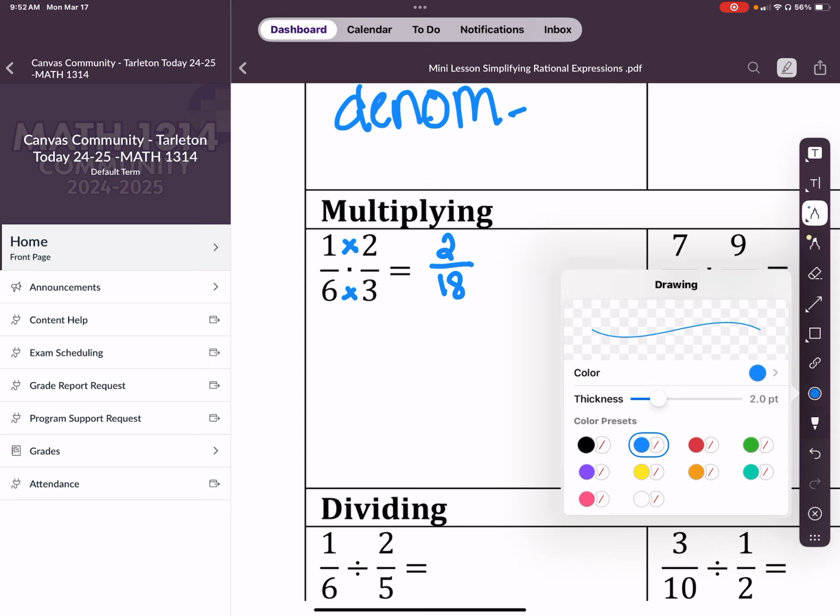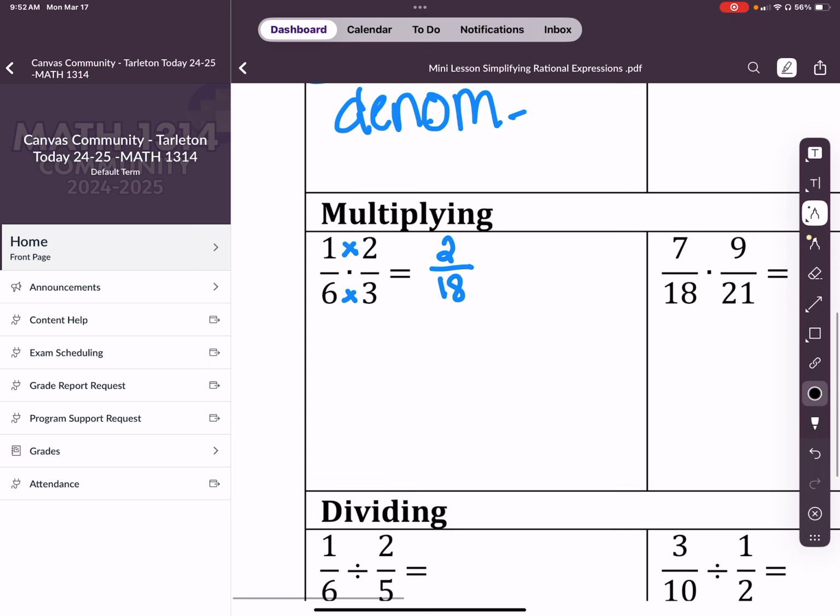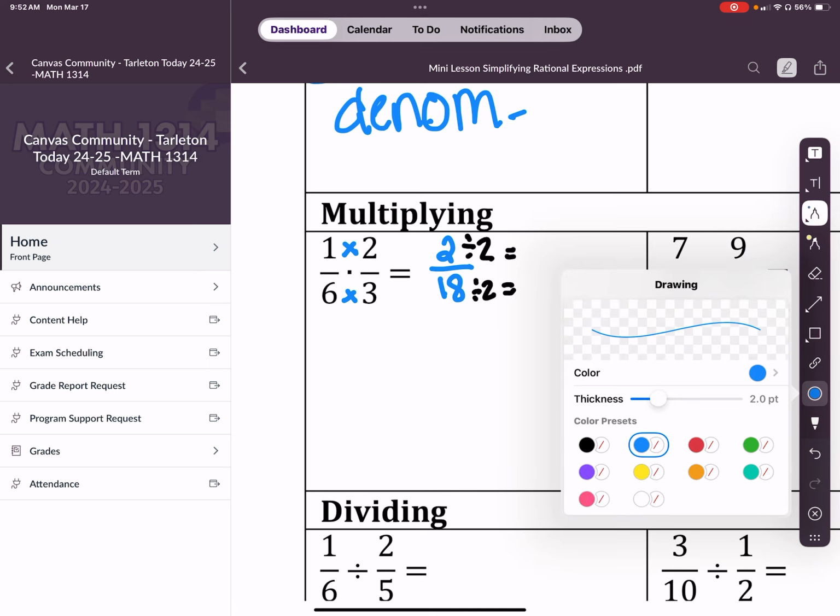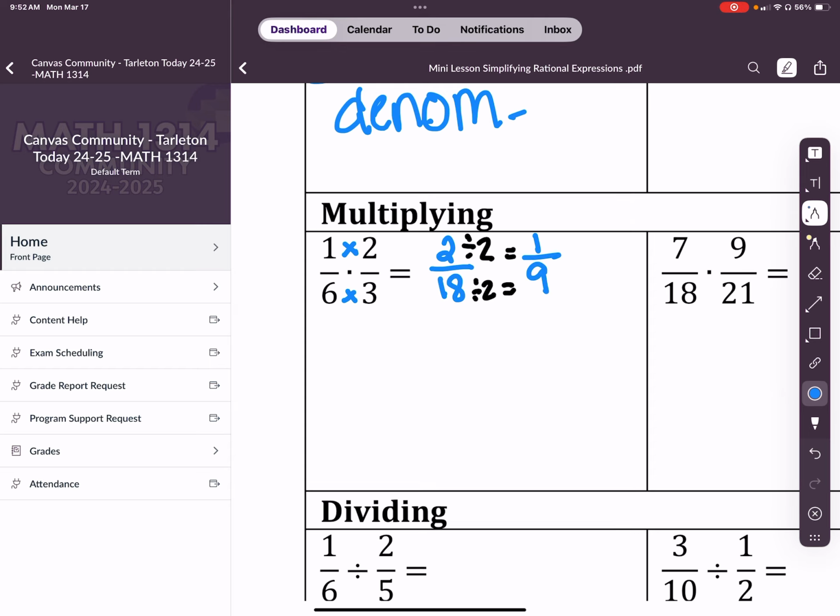So the first thing I notice is that 18 and 2 are both even. So I'm going to divide by 2. And 2 divided by 2 gives me a 1, and 18 divided by 2 gives me a 9, and that cannot be simplified any further. Okay?